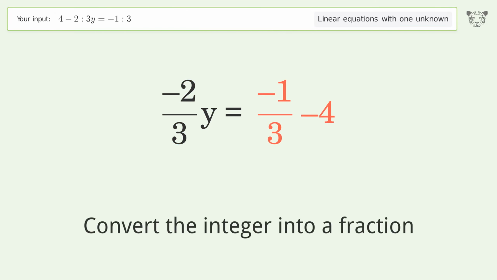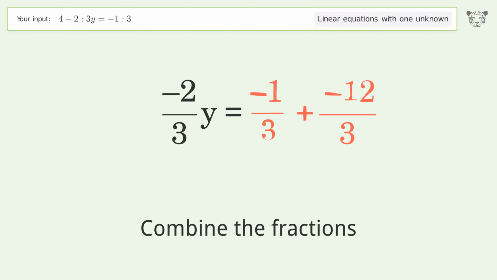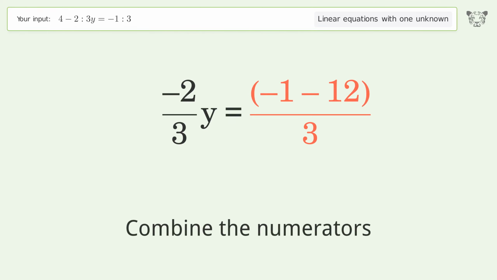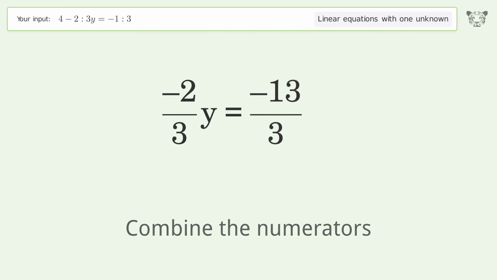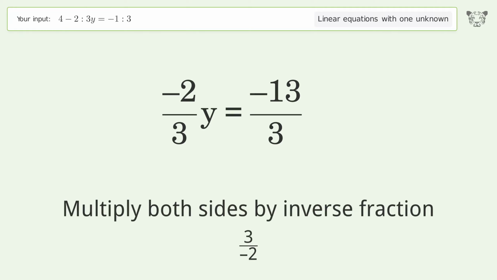Convert the integer into a fraction. Combine the fractions. Combine the numerators. Isolate the y. Multiply both sides by inverse fraction 3/2.